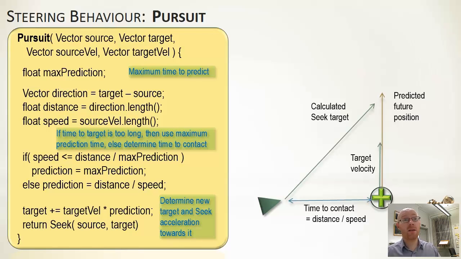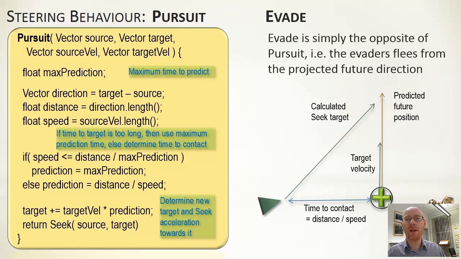Evade is very simply defined. It's the opposite. You evade, you run away, you flee from where you think the target's going to be in the future. The only difference is you do exactly the same stuff here, but you don't seek, you flee. So nicely straightforward.